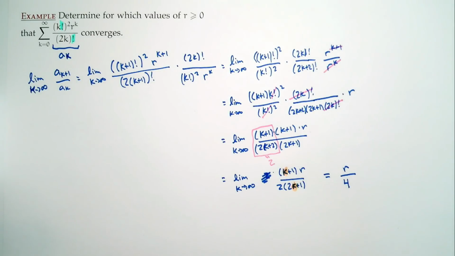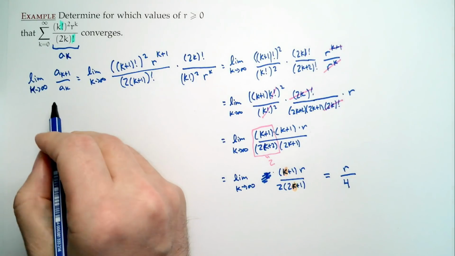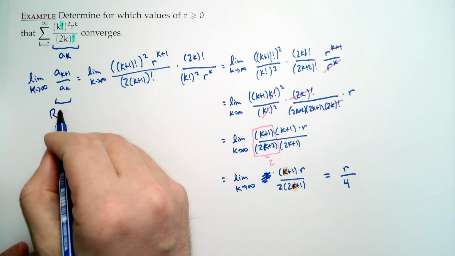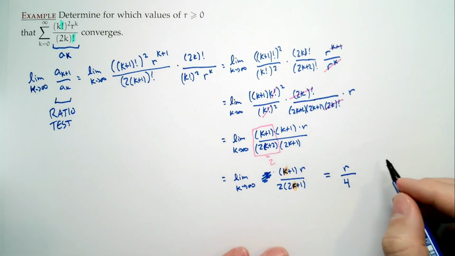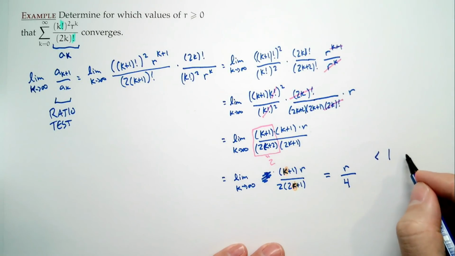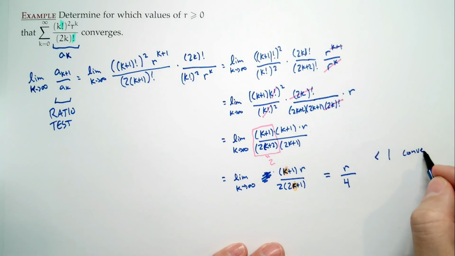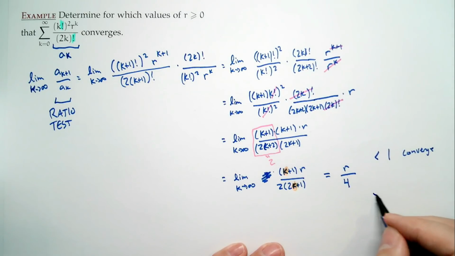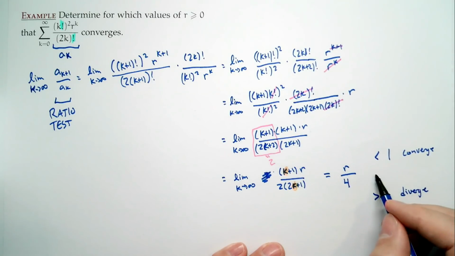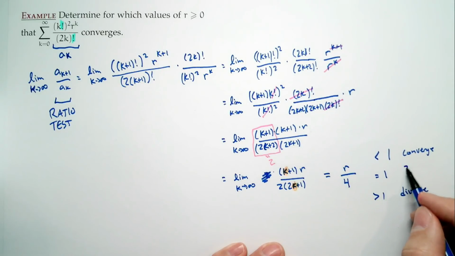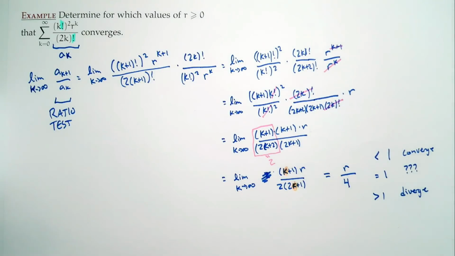Now, what do we know? Well, we're doing what test? Well, we're doing the ratio test, because that's what we have. Now, the ratio test says if this is less than 1, it's going to converge. If this is bigger than 1, it's going to diverge. And if this equals 1, this is going to leave us with some question marks. So, right now we know the limit is r over 4.